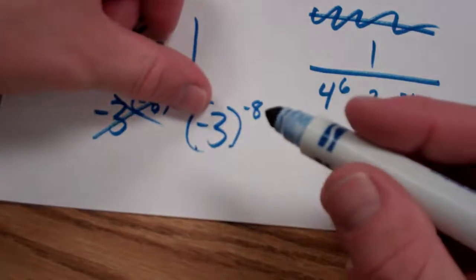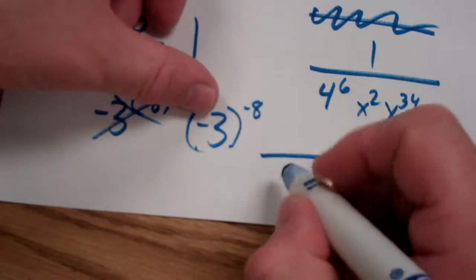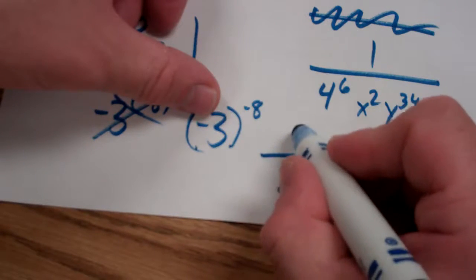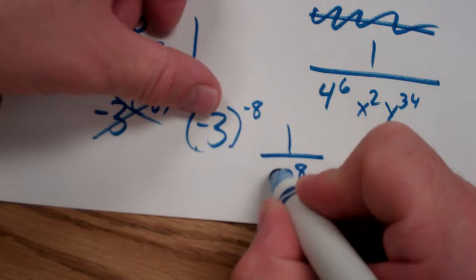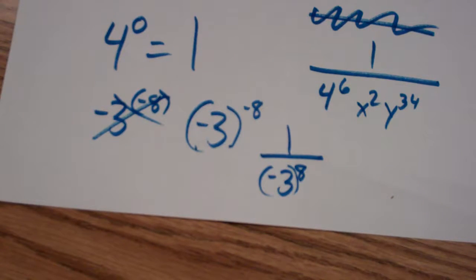That's a positive 3 to the 8. But since it's a negative 8th power, it doesn't end up on the top. It ends up on the bottom. So I'd have 3 to the 8th power, 1. Now, could you still put negative 3 here? Yes, that's still true. It's going to end up being positive, though, in the end, so I just dropped it off. Either way is fine.